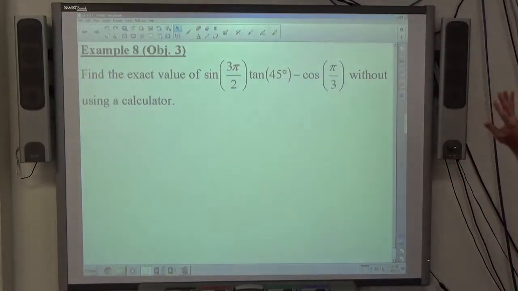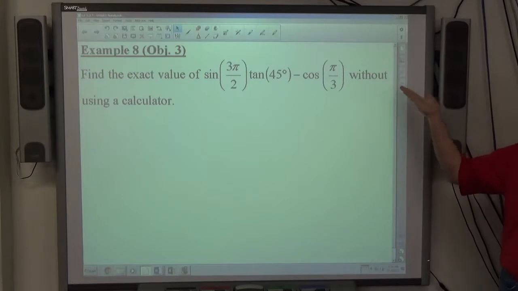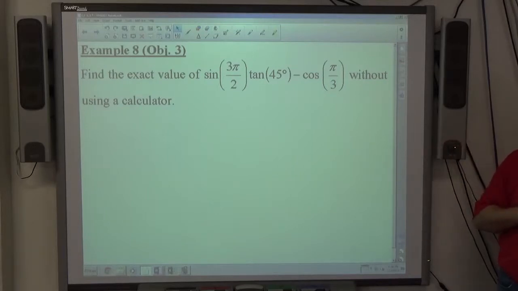Okay, example 8 is just a take on example 4. It just asks to find the exact value of this thing. It's got sine of something, tangent of something, cosine of something. We want to evaluate each of those things individually and then evaluate by the order of operations. Always evaluate the trig function first.